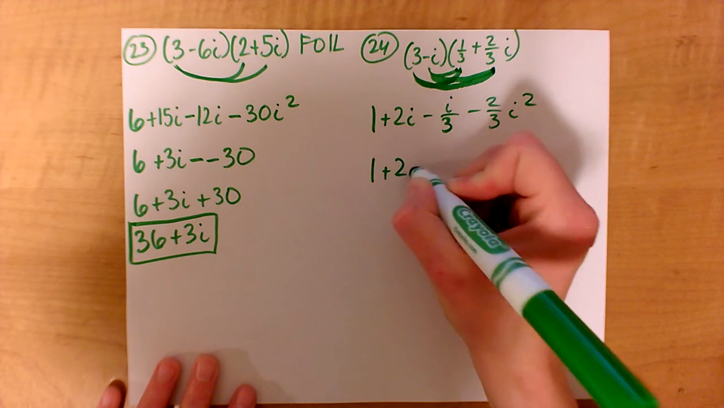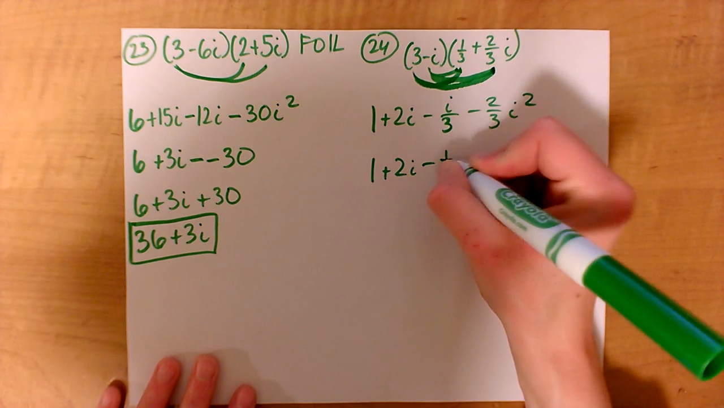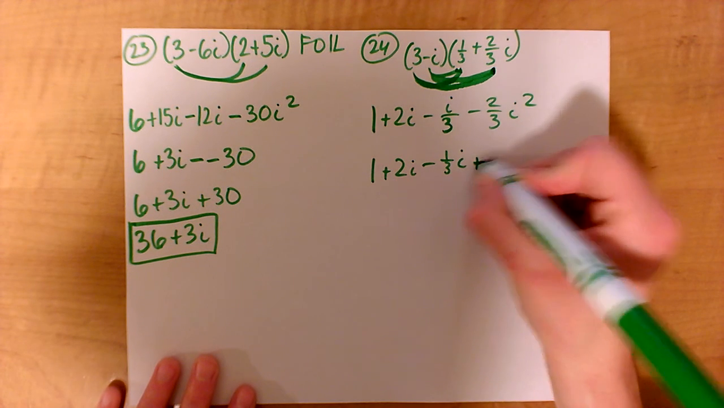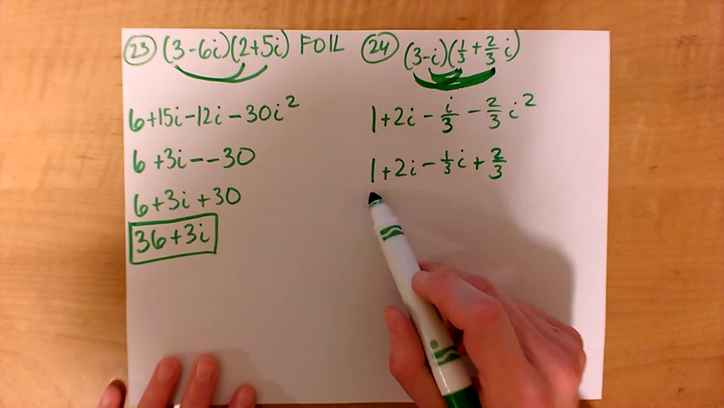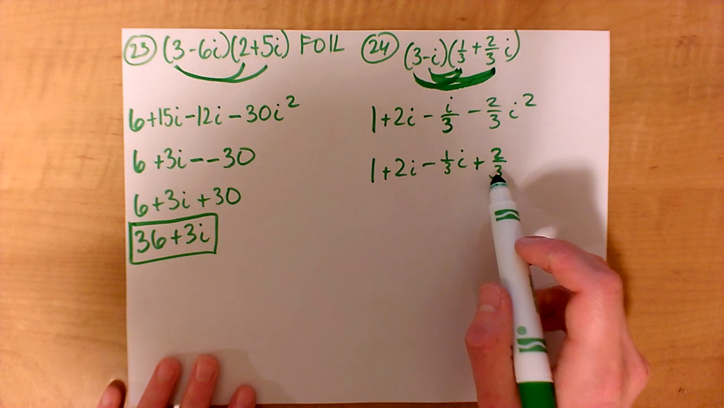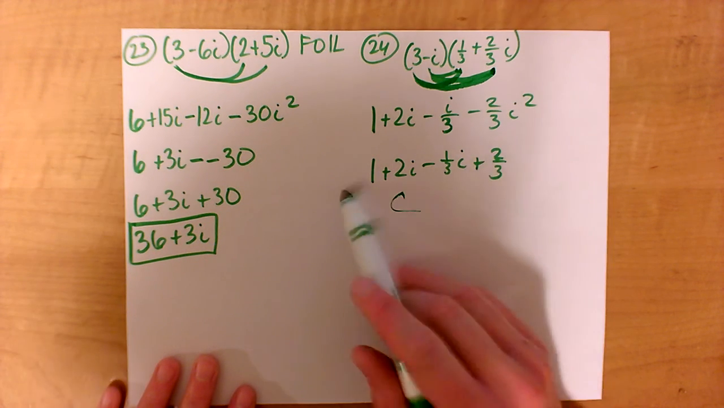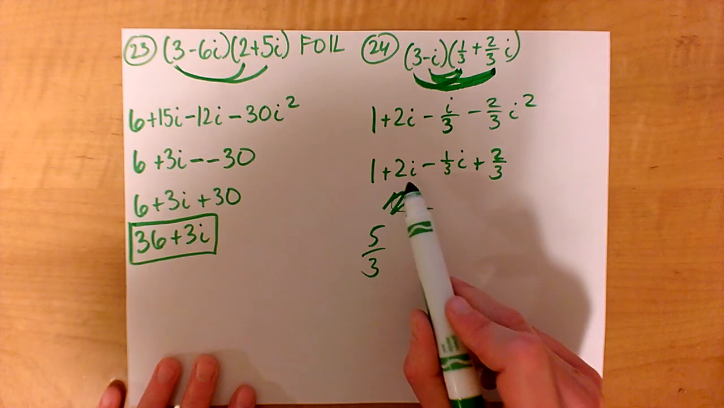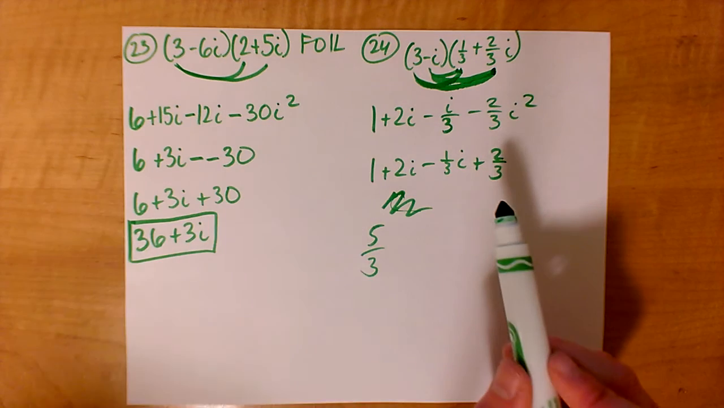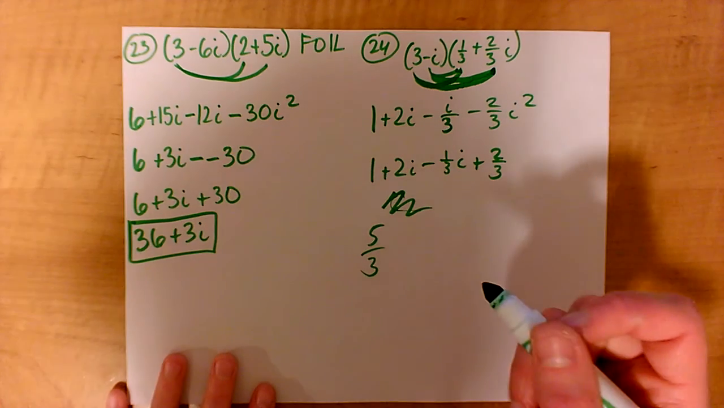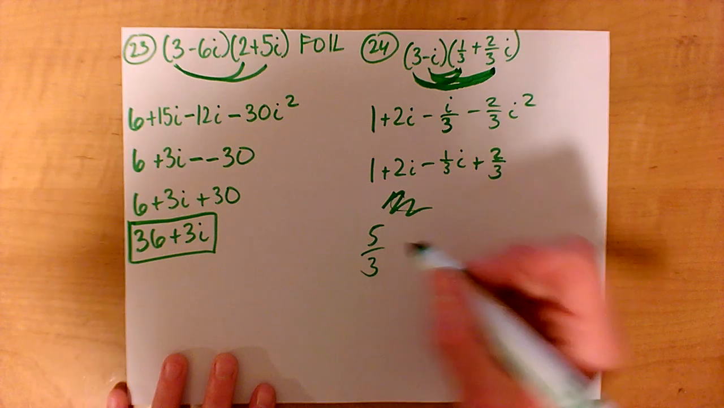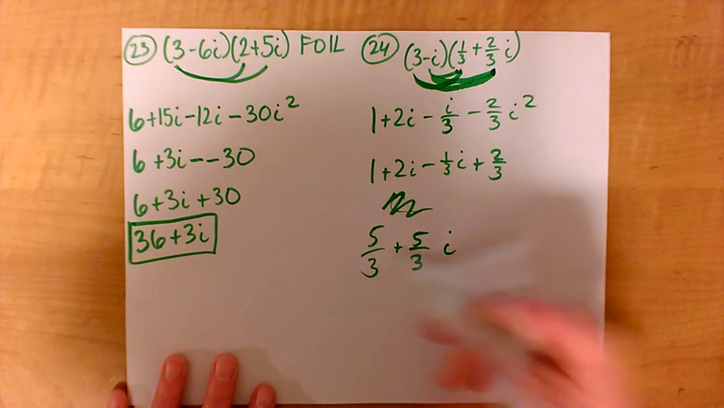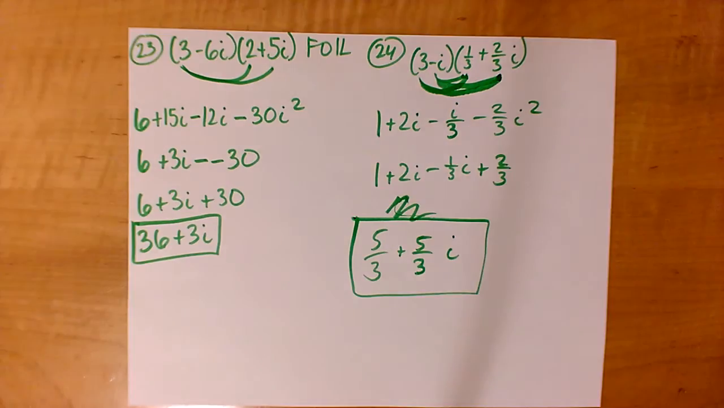So I'm going to have 1 plus 2I minus 1/3 I. Well, negative 2/3 I squared, that's going to turn into plus 2/3, and 1 plus 2/3, well, 1 is the same thing as 3/3. So 3/3 plus 2/3 will have 5/3. And then 2I minus 1/3 I. Well, 2 is the same thing as 6/3. So 6/3 minus 1/3, that'll be plus 5/3 I. So that's your answer to number 24.